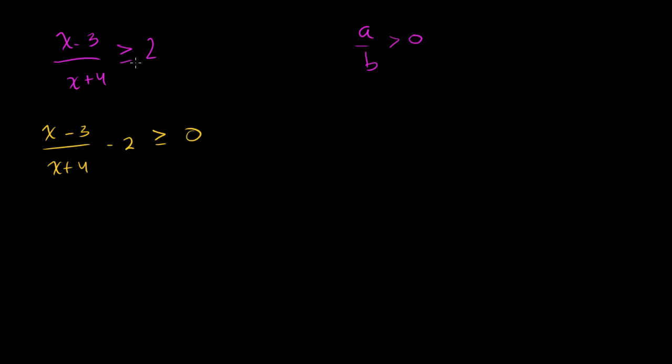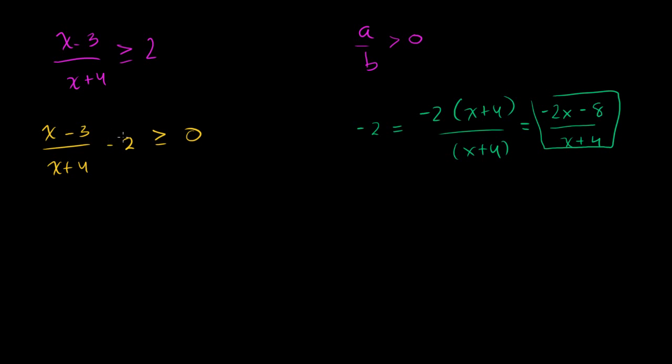I can add or subtract without messing up the inequality. You never have to worry about that. It's only when you multiply by negatives that you swap the inequality. And now what is this? This doesn't look like a rational expression, but I can rewrite minus 2, right? Minus 2 is the same thing as minus 2 times x plus 4 over x plus 4, right? This is minus 2 times 1. This is the same thing. And this is the same thing as minus 2x, let me be careful, minus 2x minus 8, over x plus 4. This right here is the exact same thing as minus 2. I just multiply it times x plus 4 over x plus 4.